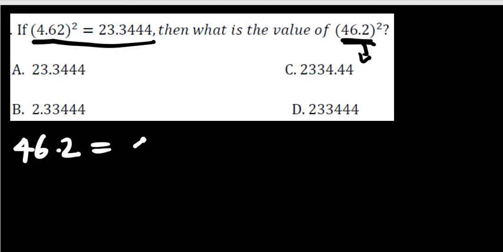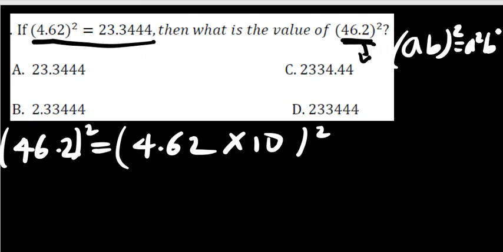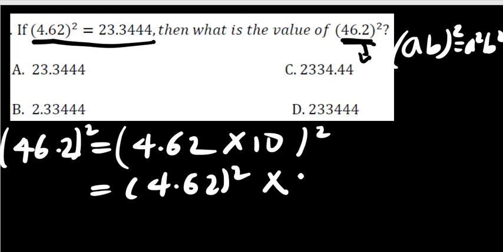46.2 is the same as 4.62 times 10. Every one of you needs to be clear here. There is a point here, we shift it to the left once. That means we need to multiply by 10. If we shift it twice, we'll multiply by 100. Therefore, this square is the same as this square. And remember, AB the whole square is the same as A square, B square. So the square I can give for each. This will be 4.62 the whole square times 10 square.